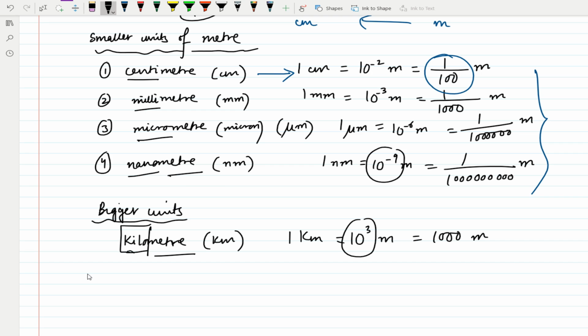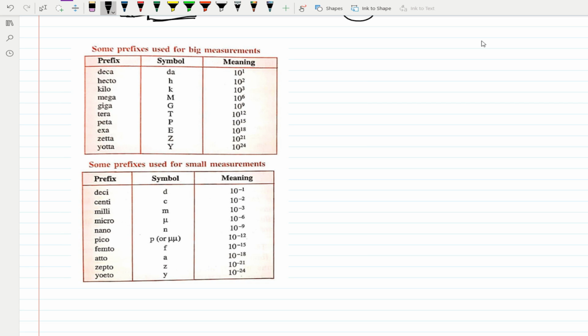So assigning these prefixes to any SI unit, like meter, if we add kilo, then what will happen? It will be a multiple of 10 to the power 3. Similarly, if we add nano before meter, it will be a multiple of 10 to the power minus 9. So I'm showing you a table containing those values. Just go through them once. Okay, so these are some prefixes which are used for big measurements, and these are some prefixes used for small measurements.